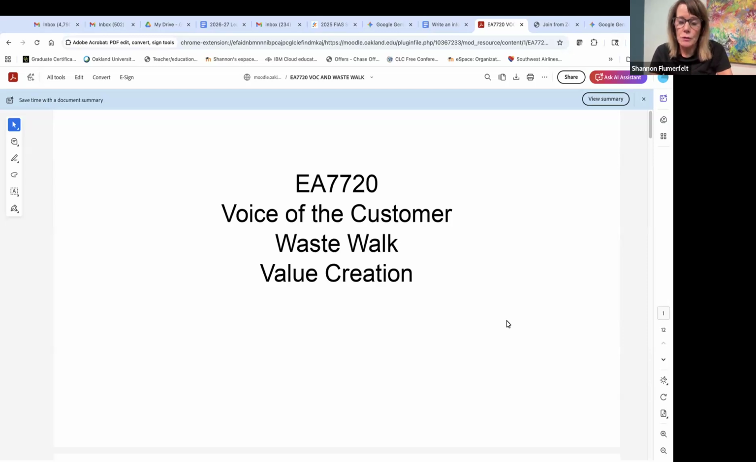So I want to show you a few examples here of some lean tools. One is called the voice of the customer and a waste walk. And then this whole idea I want to make sure you capture around creating value. That's what we're trying to do. Remember, the mind map for lean is respect for people based on using continuous improvement. And then what we're trying to do is create value, and we do that by driving out waste. And so that's how you frame your school improvement project work.